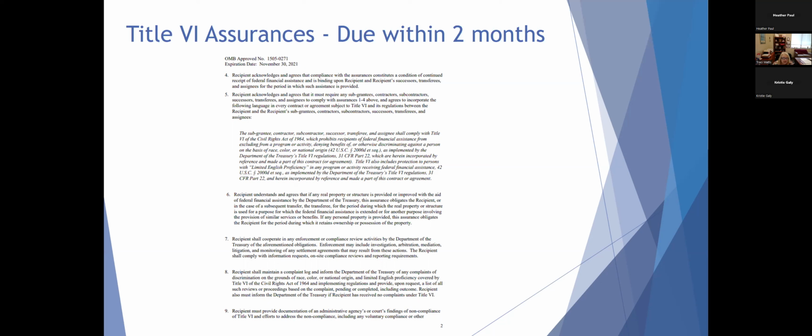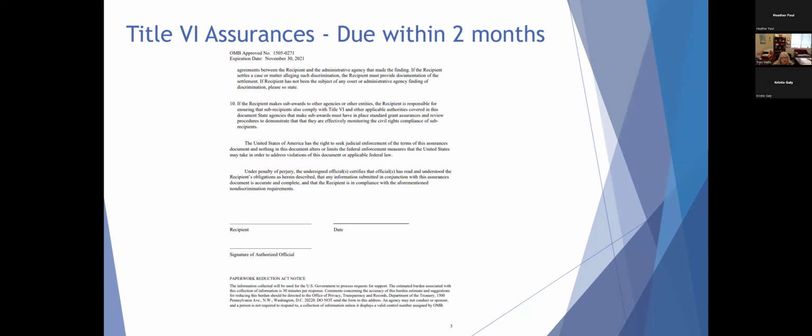Lastly, on number 8, it says that the recipient shall maintain a complaint log and inform the Department of Treasury of any complaints of discrimination on the grounds of race, color, or national origin and limited English proficiency covered by Title VI of the Civil Rights Act of 1964 and implementing regulations. So be sure that you are maintaining this complaint log as needed, and that would be something that would be provided at the end of the grant. So on the recipient line, you put the name of the system, then under signature of authorized official would be the signature of the chief executive officer of the system, and then you would date the form.